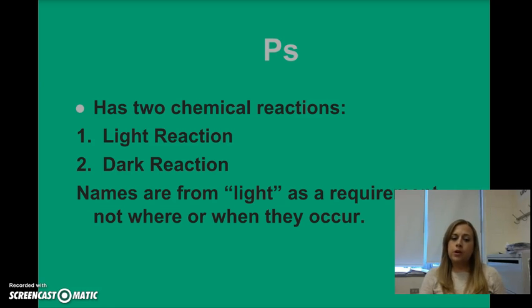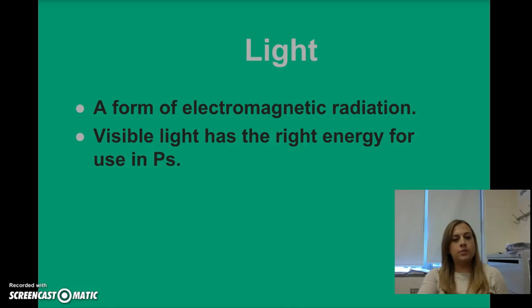We're going to look at what we call light reaction and the dark reaction. Understand that the name light is a requirement. It's not actually saying where or when these reactions occur. We're going to learn alternate names later on as well. But we're talking about light right now.